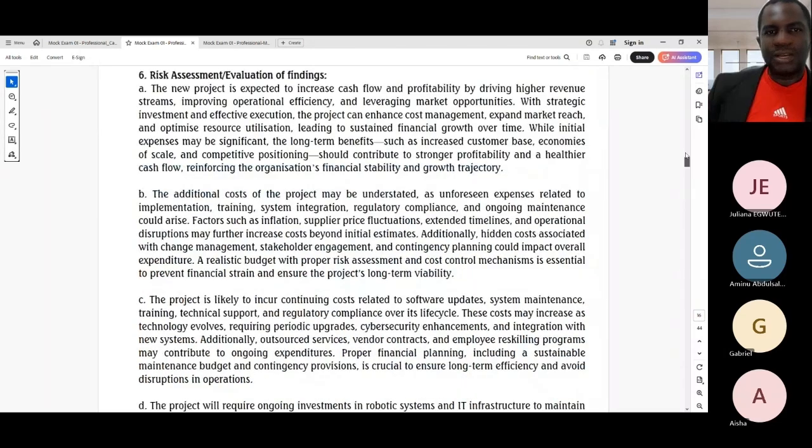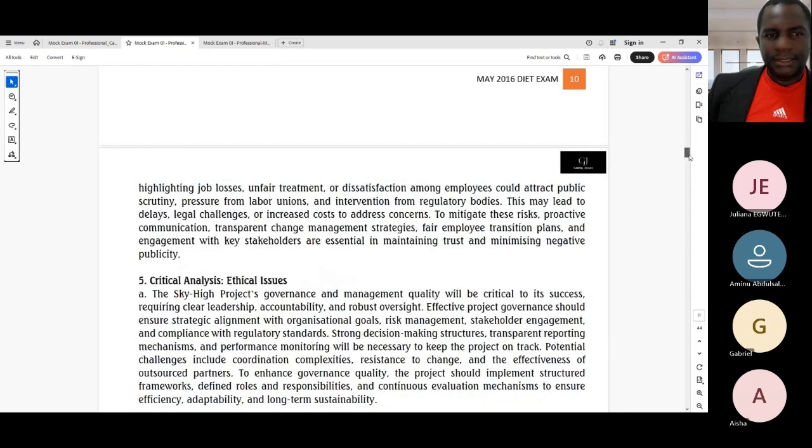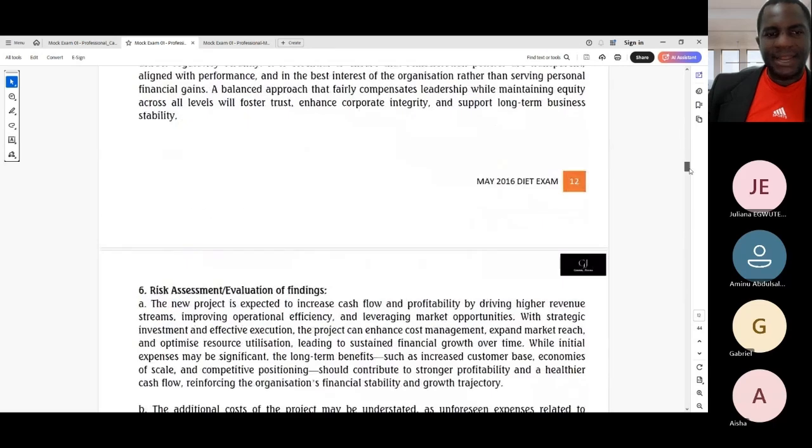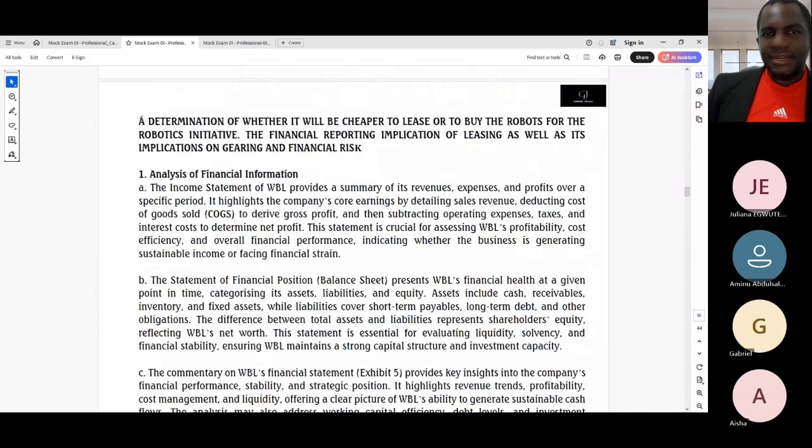Like you saw in requirement 1, I stated a SWOT analysis. So this is requirement 1. Not that you write "requirement 1, financial statement analysis." That is not a header. And these are nitty-gritties that make the examiner mark us down. So requirement 2 is a determination of whether it will be cheaper to lease or to buy the robots for the robotic initiatives. Full stop. The financial reporting implication of leasing as well as its implication on gearing and financial is simple.